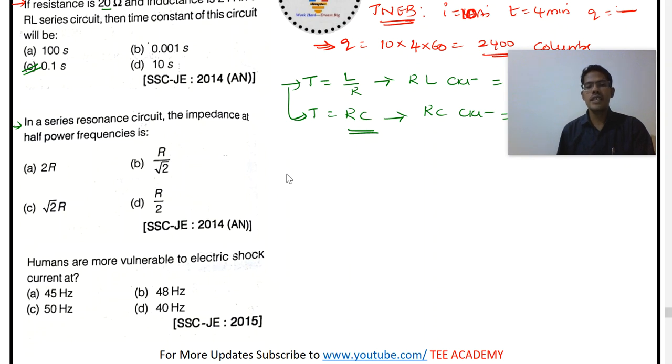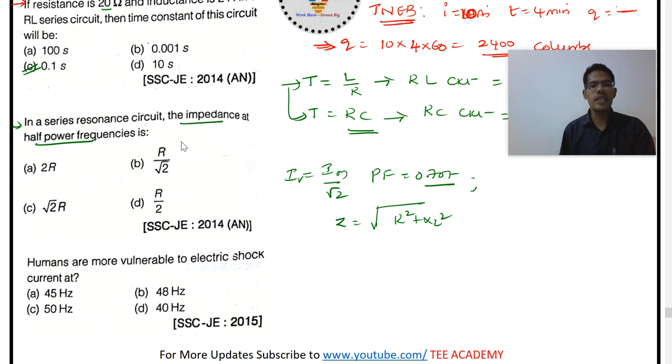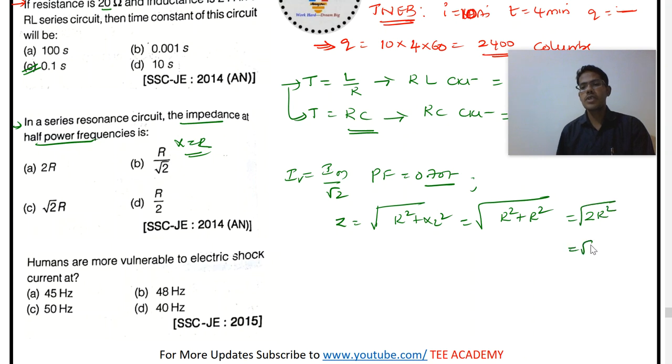So half power frequency means the current value is I RMS is equal to I M by √2. And the power factor here becomes 0.707. So these are basic concepts. So impedance here is Z is equal to square root of R square plus X square. At half power frequencies, just remember this point, X is going to be R. So square root of R square plus R square is nothing but square root of 2 R square, which is √2 times R. Units are ohms. So at half power frequencies, X is going to be R and Z is going to be √2 times that of R here.